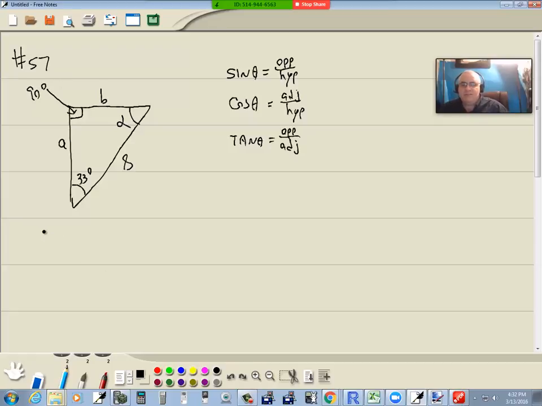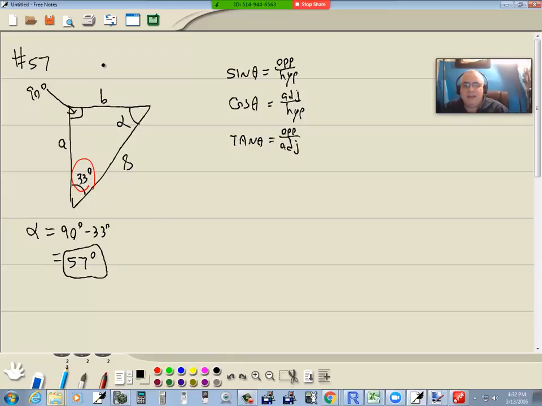It's a right triangle. So alpha, all of these have to add up to 180 degrees. So if this is 90, alpha we can get by doing 90 degrees minus 33, the other angle. And I'm pretty good at my basic math today. That's 57 degrees. Okay, now I'm going to pick some angle to work with. I'll work with this one. Doesn't matter which one you go with.